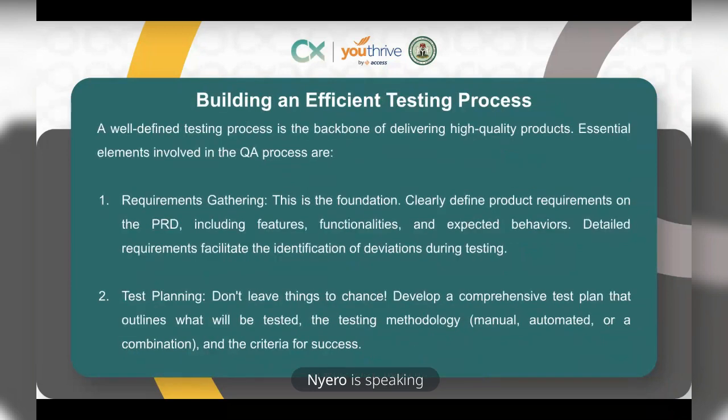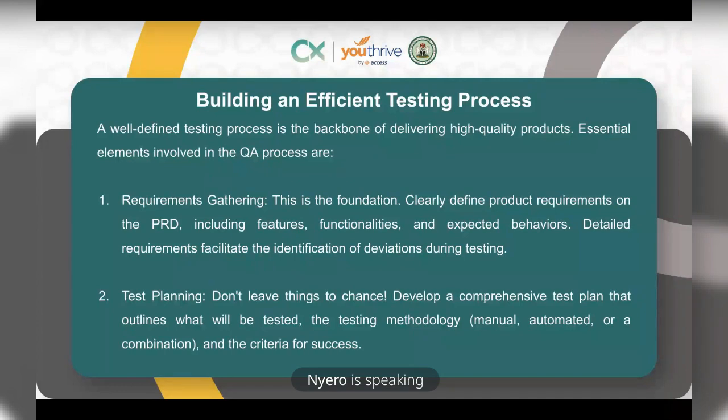Now, building an efficient testing process. What are the things that you have to do as you are about to test? Now, first of all is requirements gathering. You've done this already early on in the product. So step one is already done. It's just you defining the requirements on the PRD and documenting that. So that's already done.